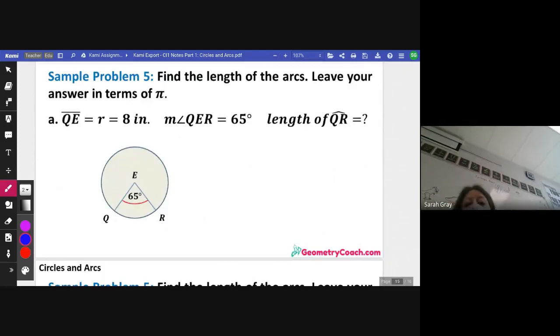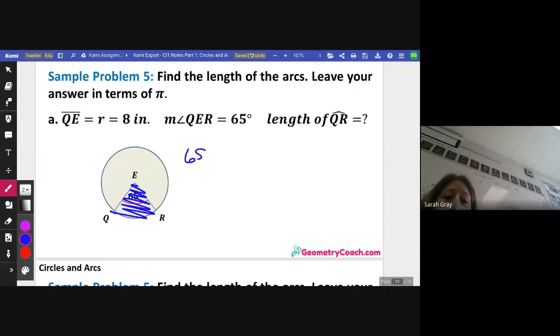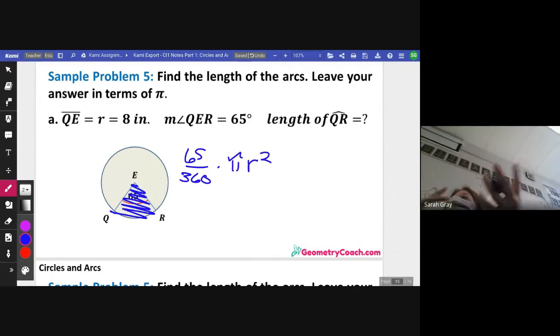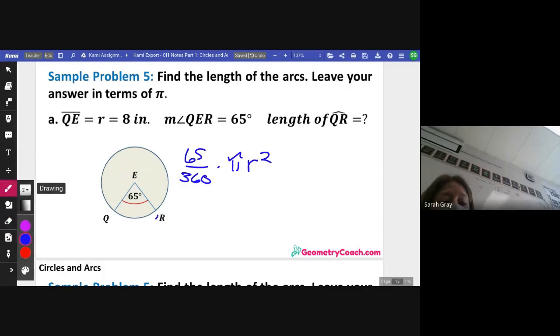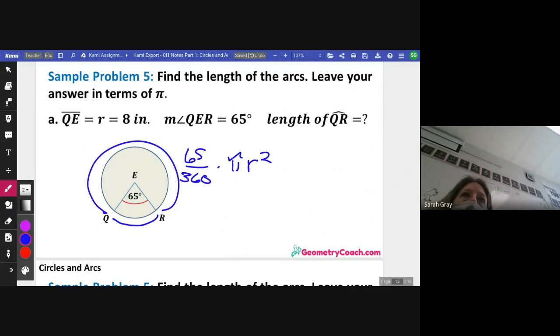Do you remember when we did sectors? Like we were trying to find the area of that sector. We would do 65, don't write this, 65 over 360 times pi r squared. So we would take the part over the whole and multiply by the whole area to get just the part. Yes, we remember. Yes, good. It's the exact same for arc length. You're going to find the portion of the arc that you want and multiply that by the whole arc, otherwise known as circumference.